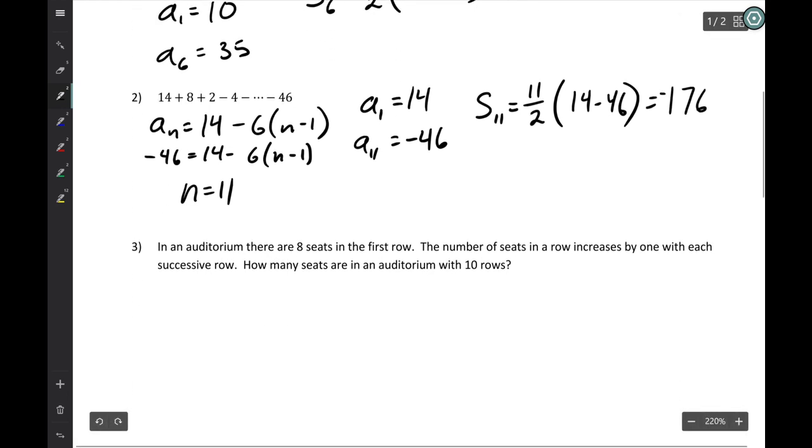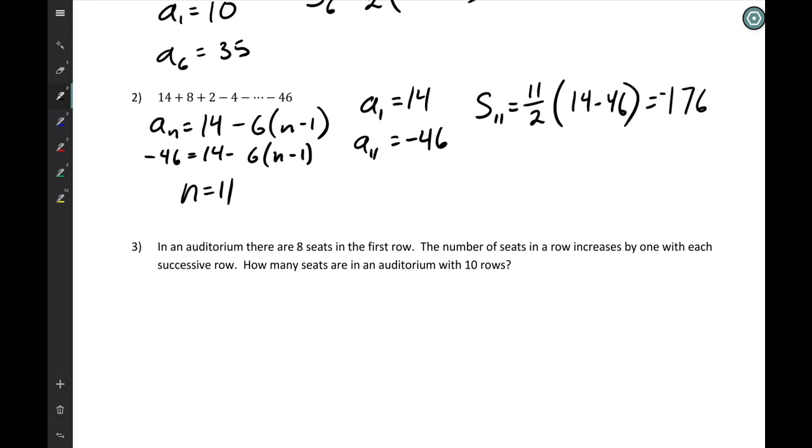All right, you can also see word problems. You might not see these in the IXL stuff, but hey, I could throw one at you. You never know. So it says in an auditorium, there are 8 seats in the first row. The number of seats in a row increased by 1 with each successive row. How many seats are in an auditorium with 10 rows? Well, the way we do this is by first figuring out what the first term, last term, and n are. Same as the other problems, it just has some words.